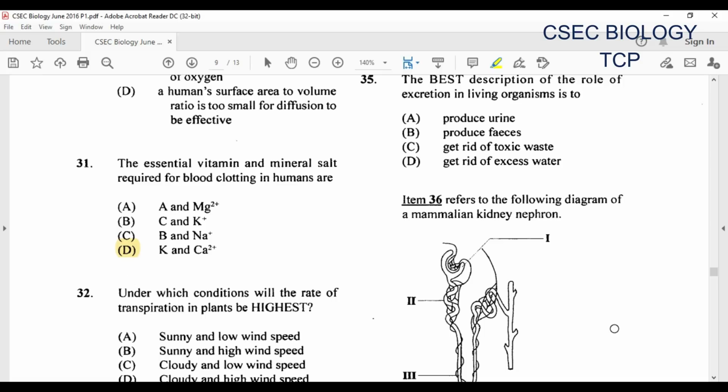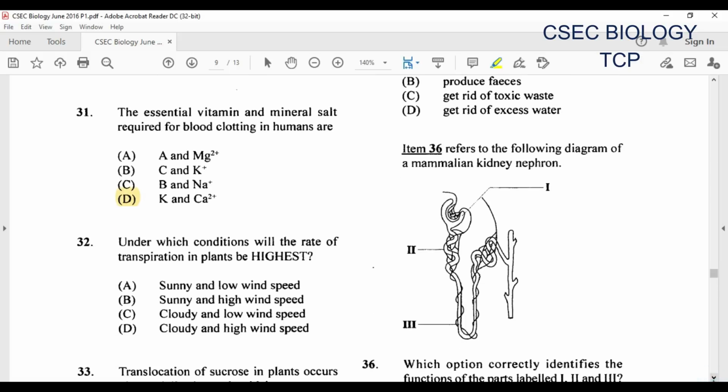We move to question 32. Under which condition will the rate of transpiration in plants be highest? Now, one thing about the rate of transpiration, we could think about drying clothes on the line. What would have been the best condition for drying clothes? Of course, with the exception of the light intensity, which the plant would have dealt with differently.